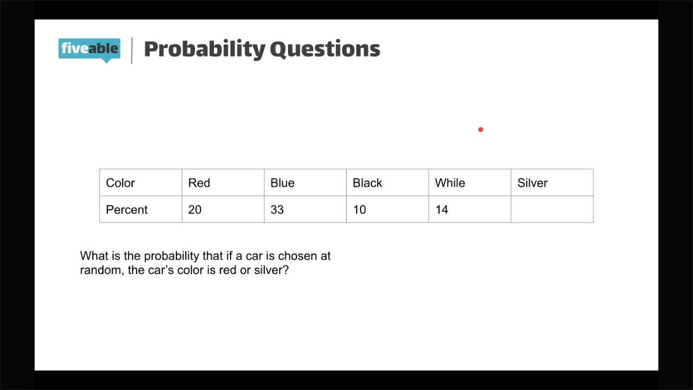So we've got these cars. These are the cars in a parking lot, for example. Notice how they did not give you the silver percentage. These are the only types of cars there are, so there are only red, blue, black, white, and silver cars in a parking lot. Now, if a car is chosen at random, what's the probability that the car is red or silver?